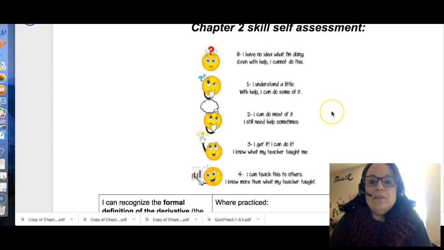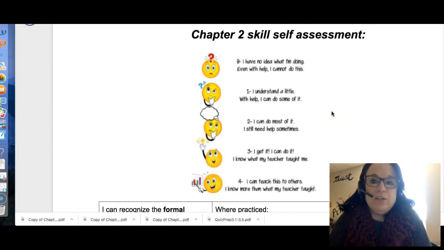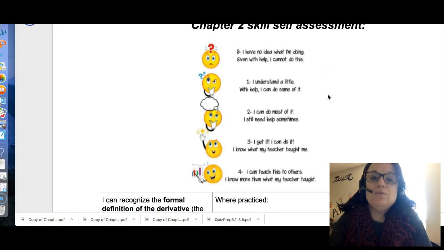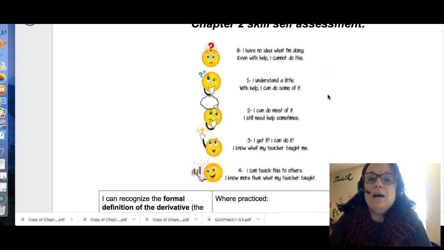Hey guys, one of the things we need to do for this chapter for your test fix is a chapter 2 skill self-assessment. So really what I want you to do is take a look at these rankings. We'll change one of them a little bit.